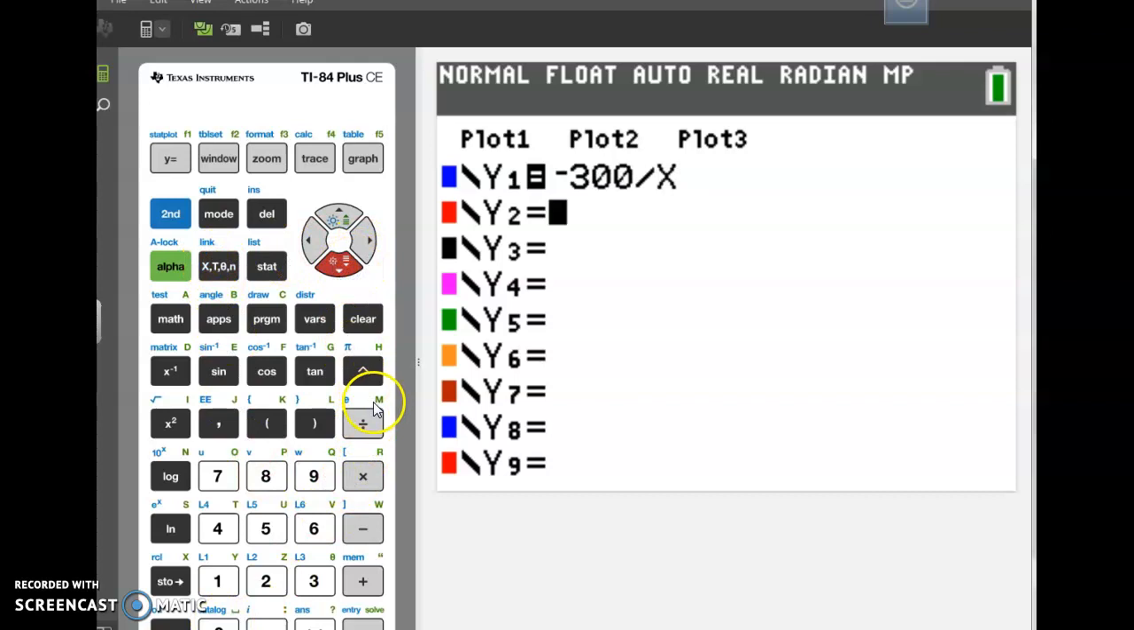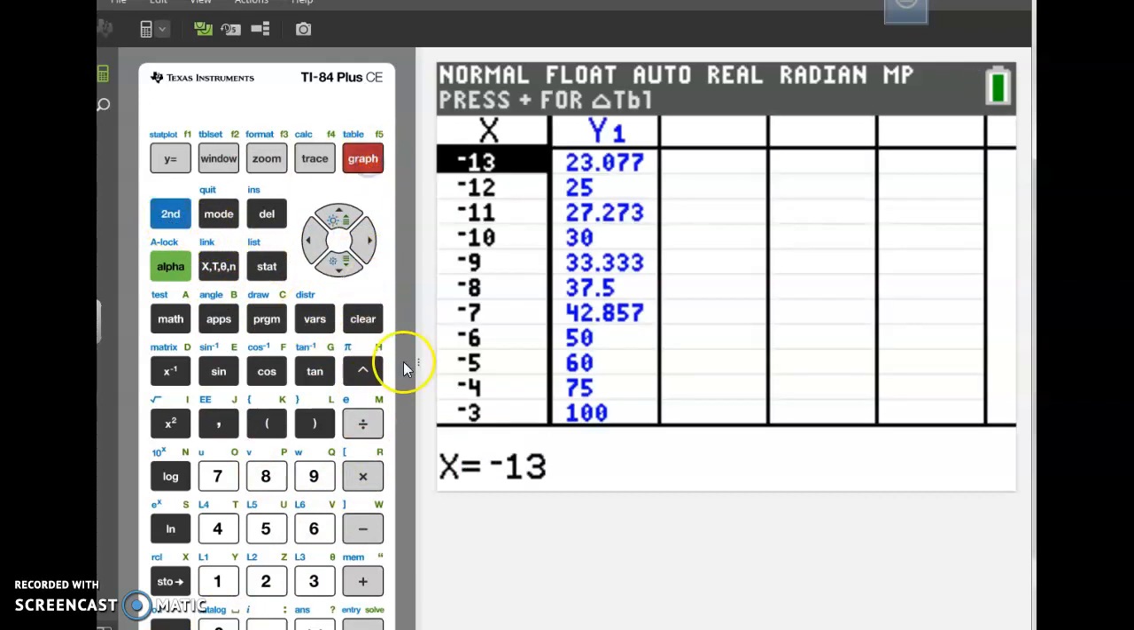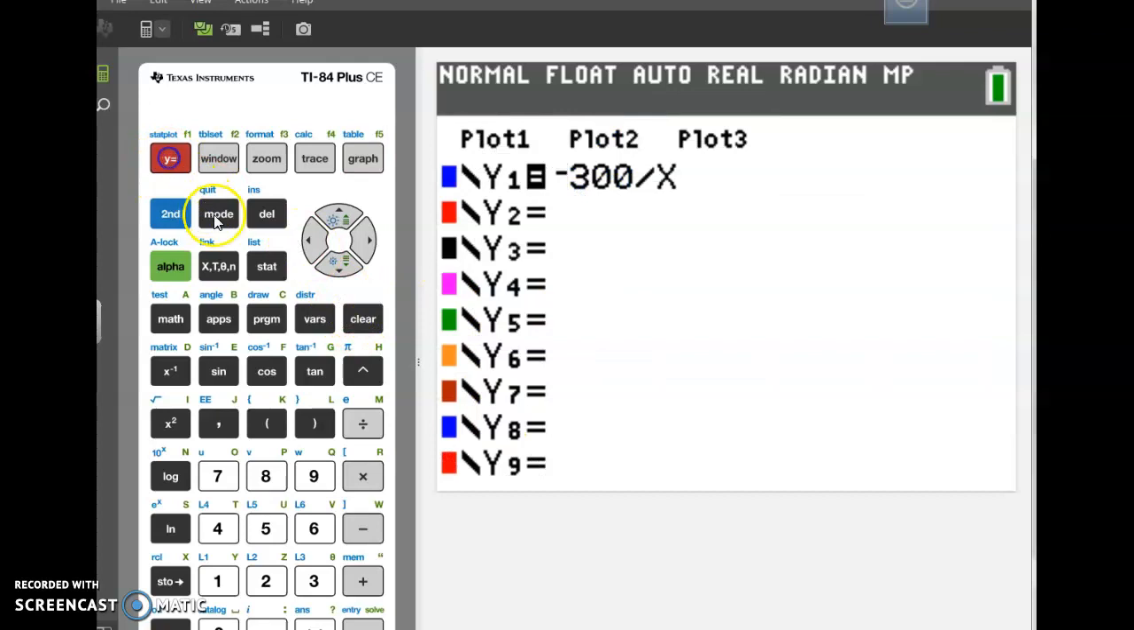Okay, now I need to look at my table. There's my table. Now that's a lot of factors when I do this, so I need to figure out which one is going to add up to be positive 13. Well, you might be able to pick it out from this group if you look at your values. But if you want to verify that it is, if you go to y equals again, you can even put in the same negative 300 divided by x, and then add another x to it. Oops, add x to it, sorry.